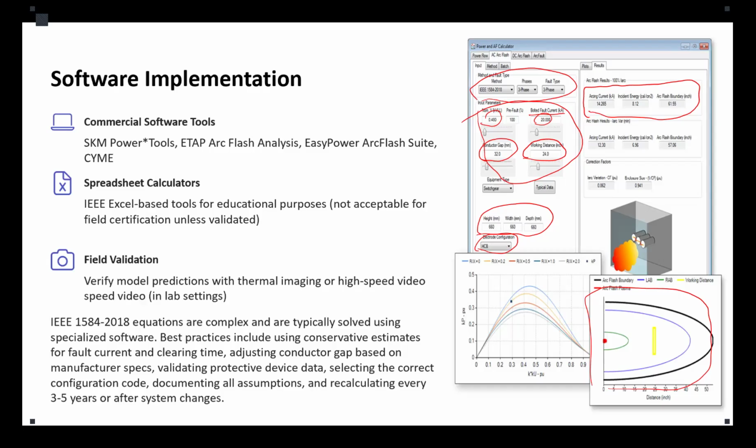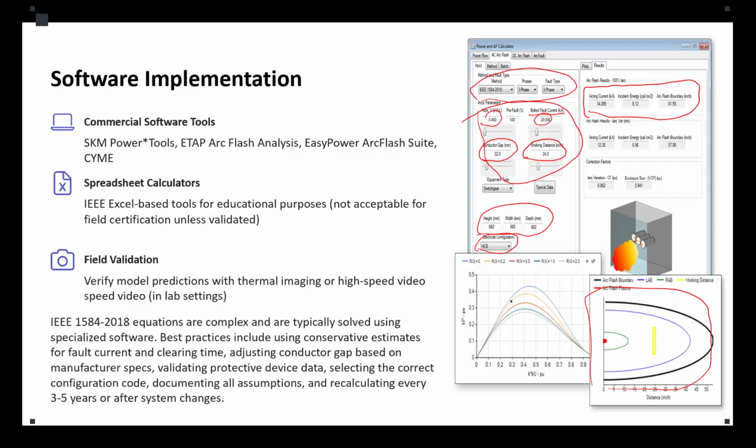You also need source data like utility short circuit capacity or generator specifications, and you have to have accurate cable and impedance data. After that, you perform a short circuit analysis. So you run a three-phase bolted fault current study, and IEEE 1584 requires a minimum and maximum available fault current at each bus where energized work may happen. This forms the starting point for our current prediction.